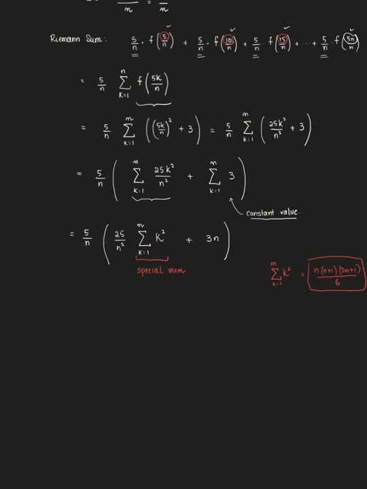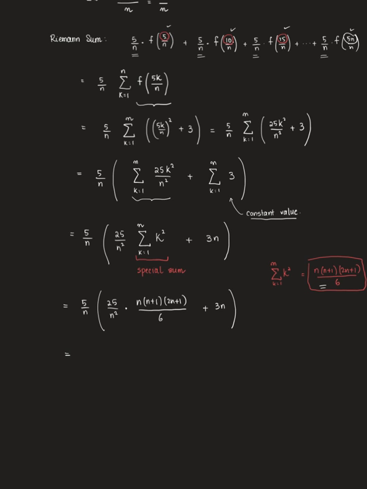All right, so let's get back to our expression. We've got 5 over n, 25 over n squared times that guy. So n times n plus 1 times 2n plus 1 over 6, because that is the special sum, plus 3n. We've got to keep working here.